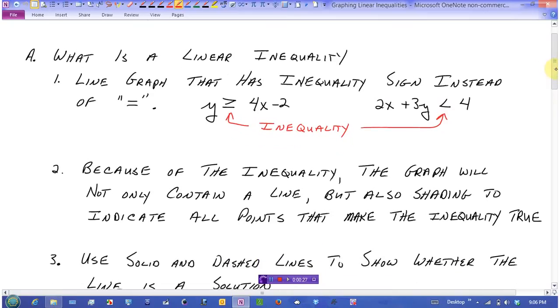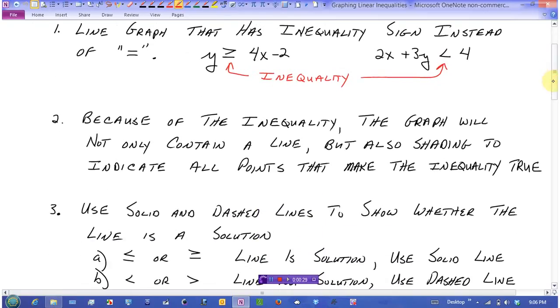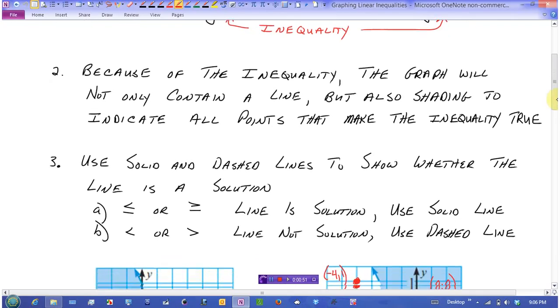Now, because these things have this inequality sign, the graph will not only contain some sort of a line that we're used to, but it's also going to have some shading on one side of the line or the other side, indicating that all the points that are shaded are solutions. That means if I put any value in the shaded region into that equation, it would be true. And so these graphs are going to look slightly different than what we're used to.